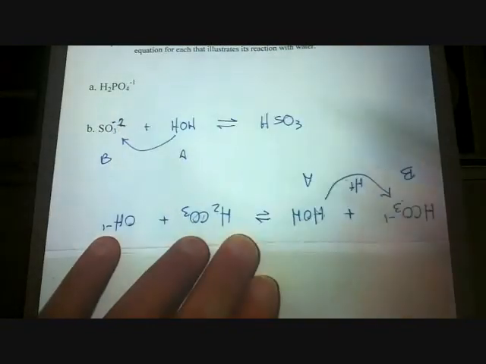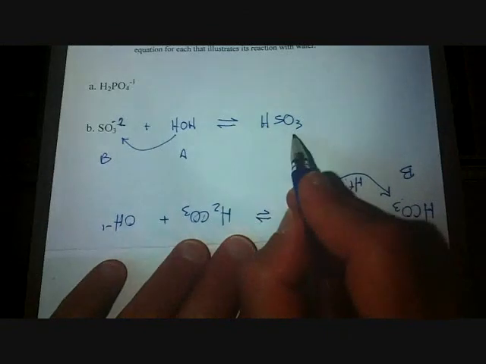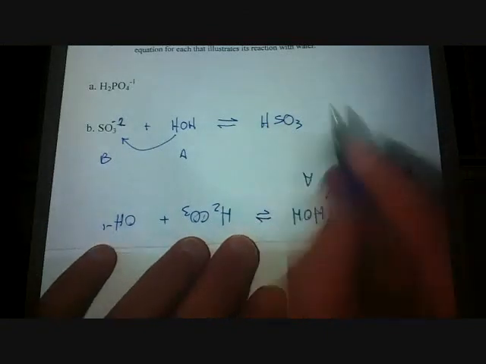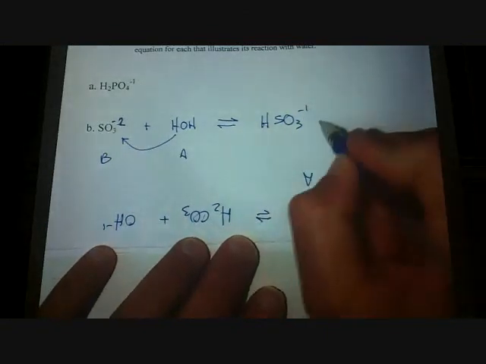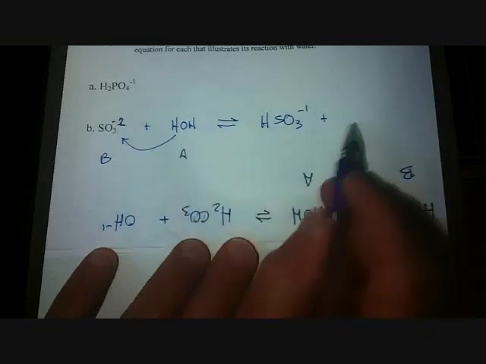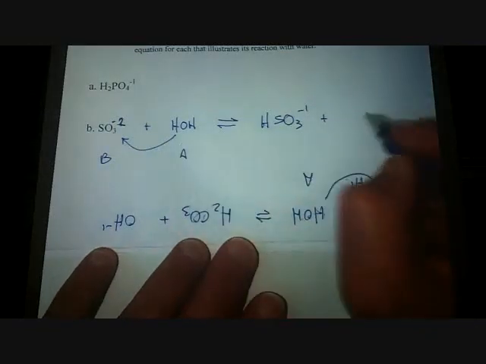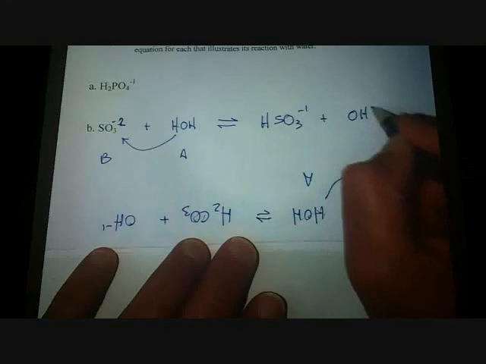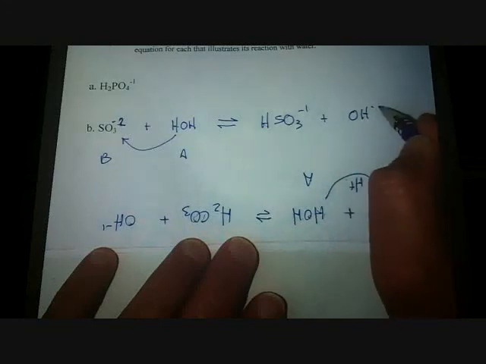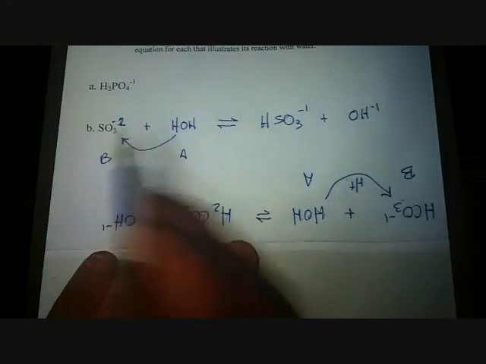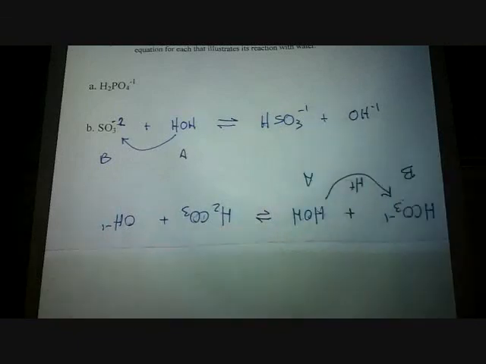That is a terrible charge written there. So if that's -2, what's the charge here? -1. Good. And what will we have with it? OH. Good. And what's the charge on hydroxide? -1. So -2 plus 0 equals -1 plus -1.